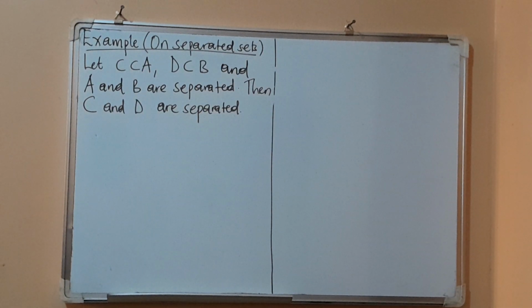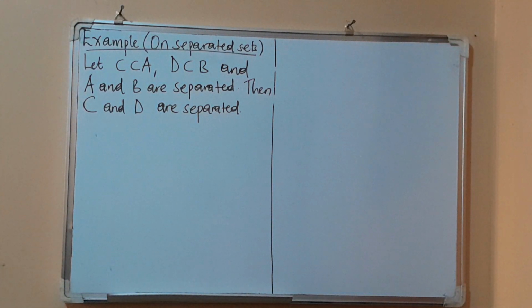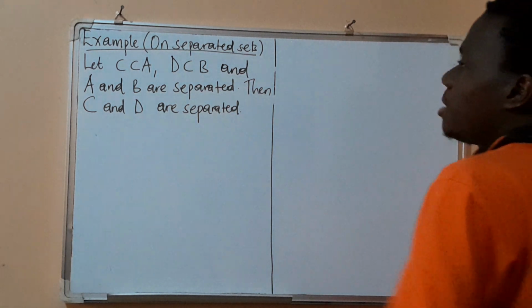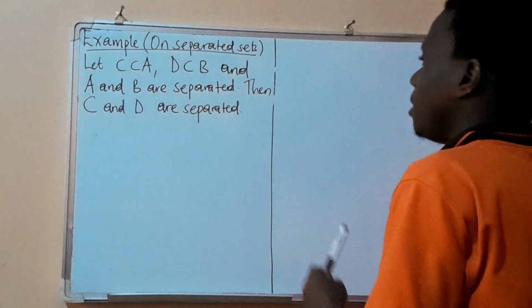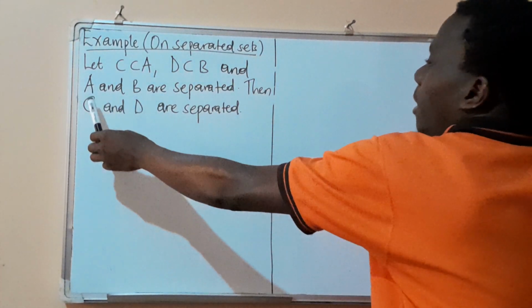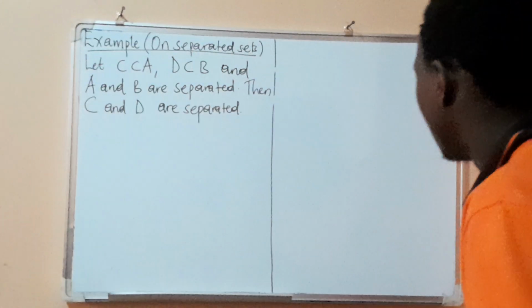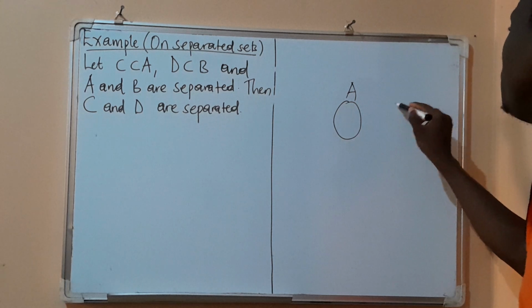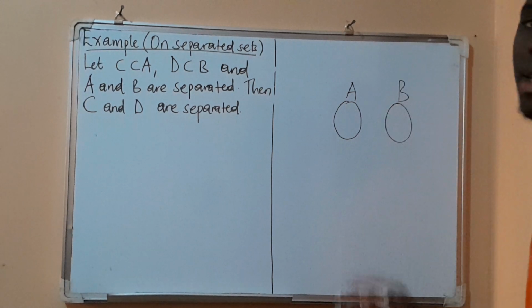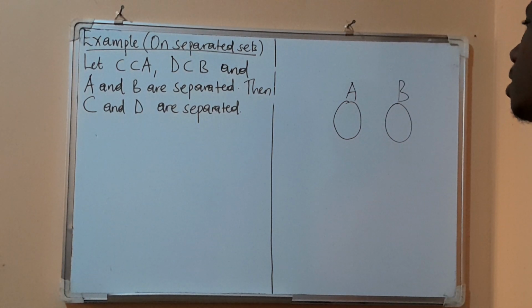We have another result on separated sets, another important notion of separated sets. So what are we saying this time around? We are saying that if you have a set which is a subset of set A, and another set which is a subset of B, whereby A and B are separated sets. So we have A here, we also have set B here. They are separated, A and B are separated.